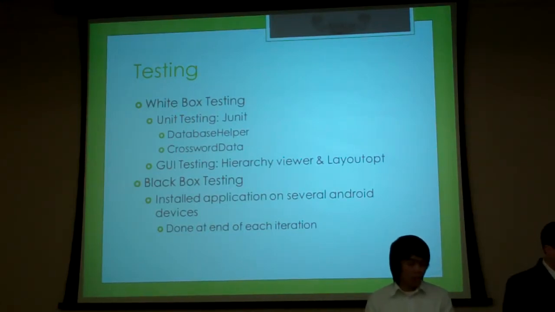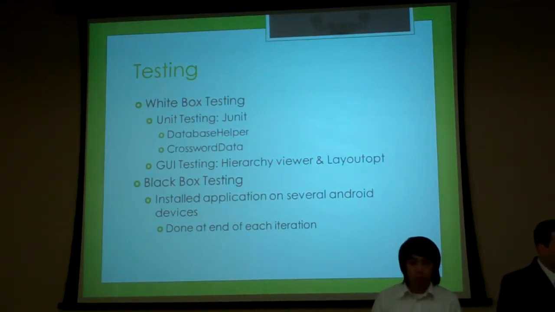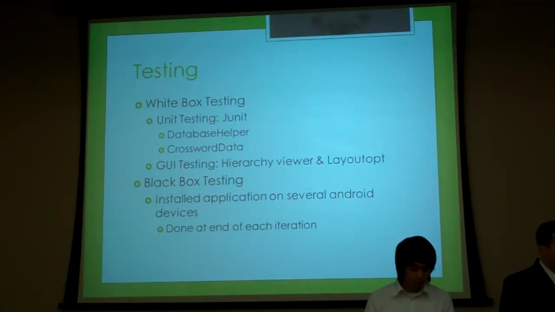The other aspect of the white box testing is GUI testing. So we use the hierarchy viewer and layout objects to optimize the layout of the application to make it fit as well as possible on the phone. For black box testing, we install the application on several Android phones from our friends and our co-workers, and after that, just have them run and experience the application, and then we collect feedback from them.